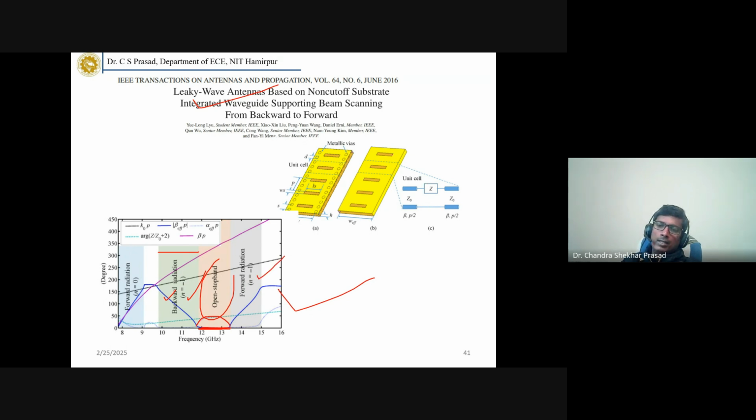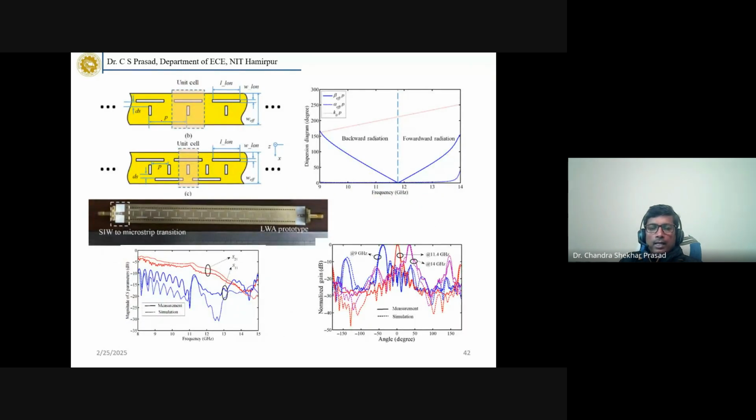They have given a circuit analysis, or equivalent circuit model. To do the same thing, they have modified this. Initially there was only this part of a different size, and they are putting one more slot. This part is in the transverse direction and this is in the longitudinal direction, and these two make a unit cell.